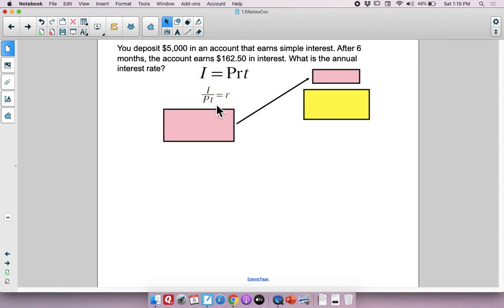So notice what I did. I went ahead and just isolated r first, and then all I have to do is plug in, and it's like just simplifying aside. So 162.5 goes in, 5,000 goes in, and notice the 0.5 or 1/2, right? Why is that? Right, because it's only 6 months. Okay. And then we just got to simplify that. So different ways you can do it, but half of 5,000 is 2,500. Divide that into 162.5 and you get 0.065. So that's going to be the annual interest rate.